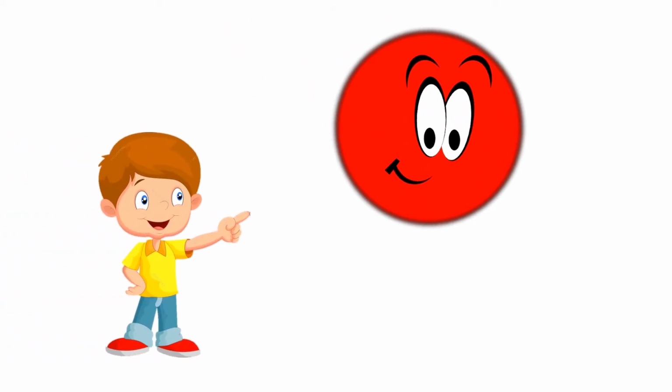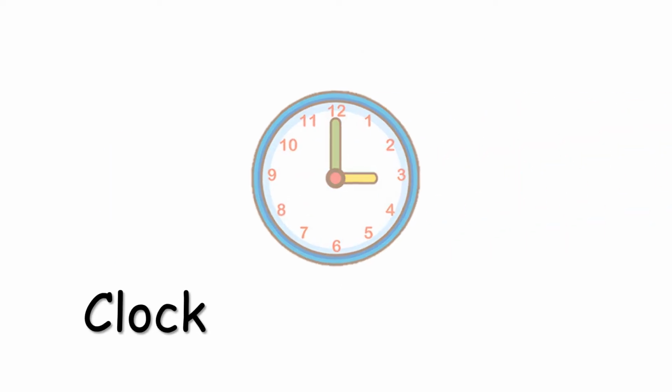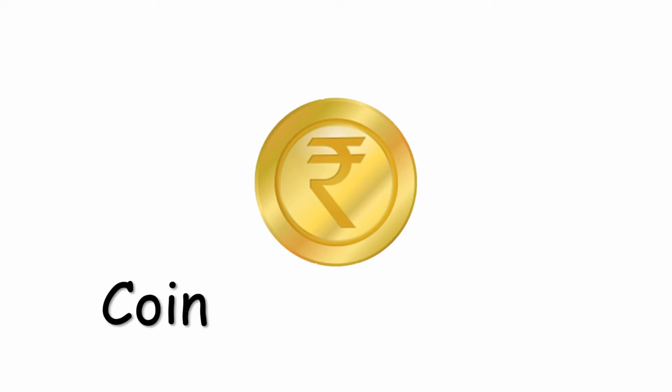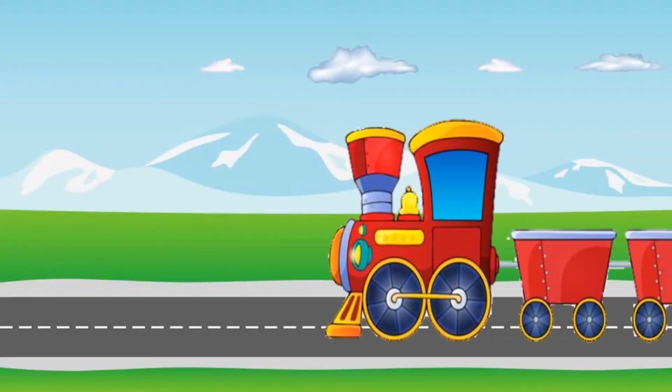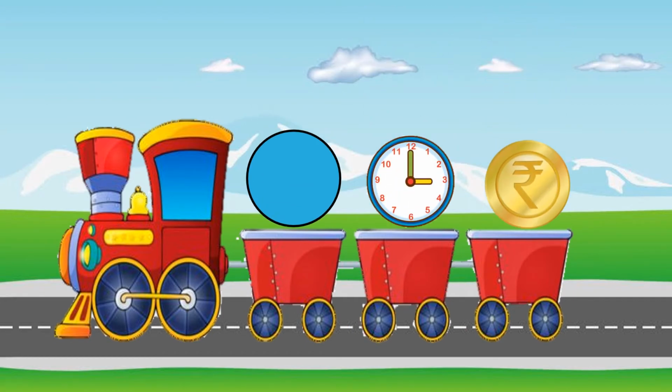I am circle. C-I-R-C-L-E. Circle. Clock. Clock is a circular shape. Coin. Coin is a circular shape. Circle. Clock. Coin.